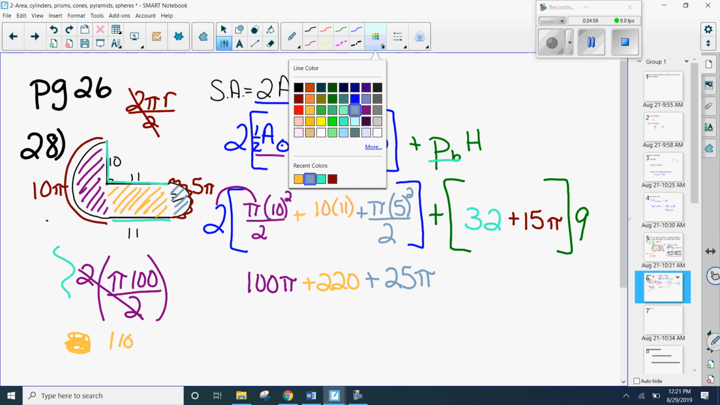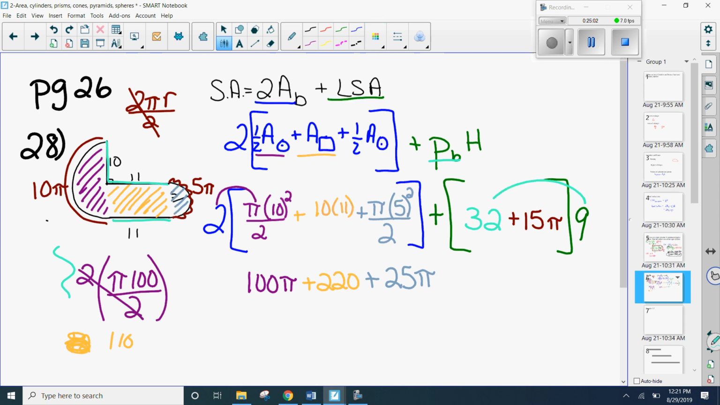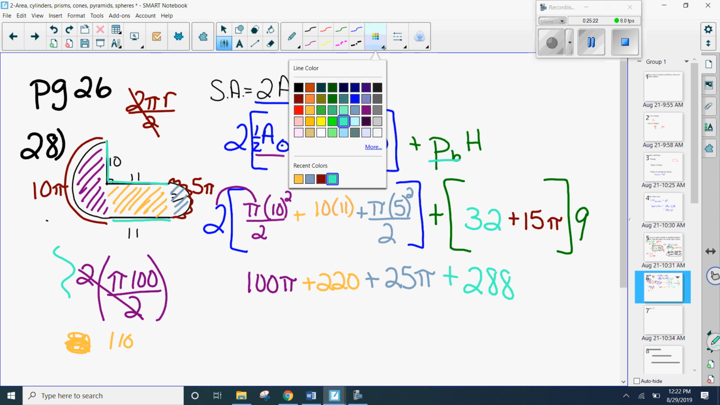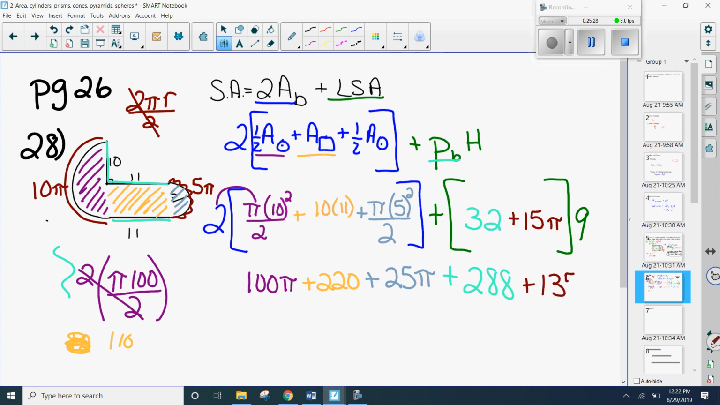And if we calculate that, we got to use the distributive property. 9 times 32, 288. And then I take 9 times 15 pi, which is what? 9 times 5 is 45. 9 and 4 is 13. We agree? Yeah.